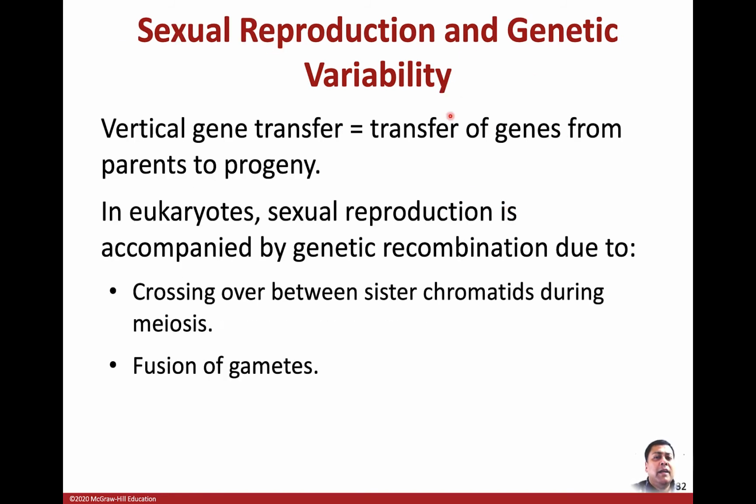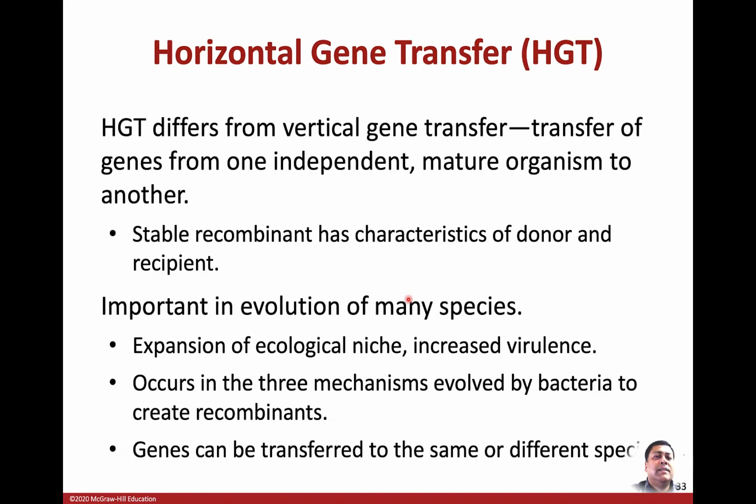So vertical gene transfer is the transfer of genes from the parents to the progeny. In eukaryotic reproduction, it's accompanied by genetic recombination due to the crossing over between the sister chromatids. We talked about that, and the fusion of the gametes. This doesn't happen in bacteria. That's why it has to be horizontal gene transfer, and this differs from the vertical gene transfer of genes from one dependent mature organism to another.